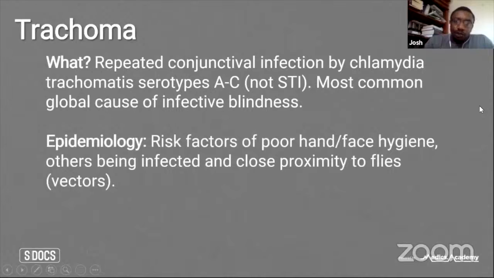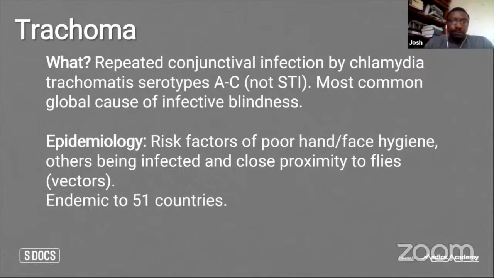Epidemiology, so risk factors for trachoma are poor hand and face hygiene, being close to others who are infected, being close to lots of people who are infected, and being in close proximity to flies as well. In some respects, it's a bit similar to the epidemiological factors with onchocerciasis, because you get these endemic communities where everyone might be infected, they're spreading it to each other, and of course, flies are native vectors. So it is also endemic to 51 countries as well. So again, quite widespread, but not something that you necessarily see in the UK.